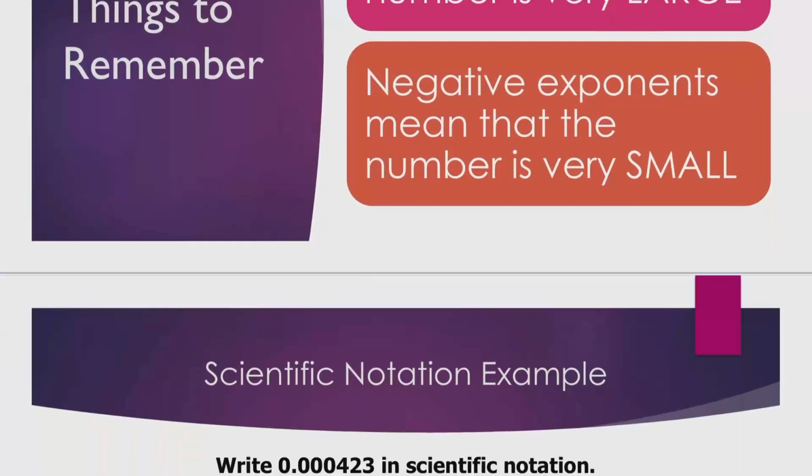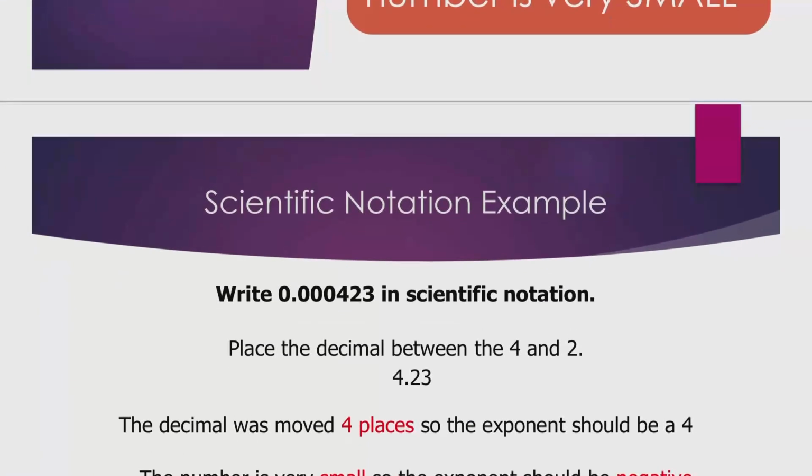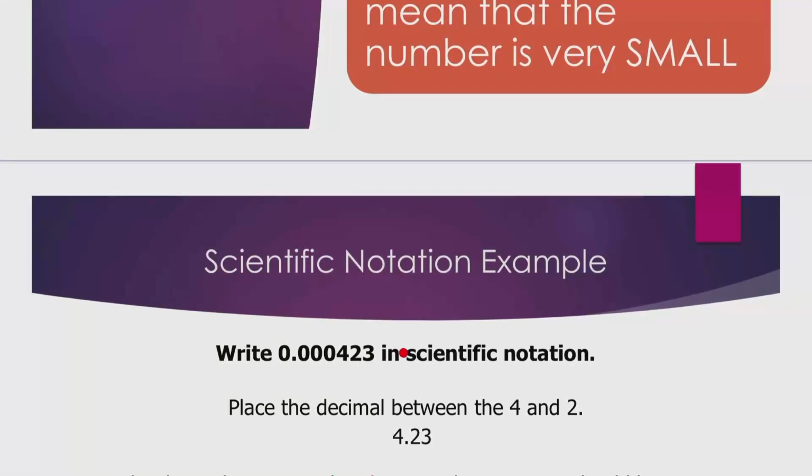All right. So example, we want to write this number in scientific notation. So we need to move the decimal place so that it's between, in this case, the 4 and the 2. The 4 is our first number that's not a 0. So we want to move the decimal so that it's behind that number. So we're going to move it over. That's where our decimal goes. So we've got one non-zero number in front of or to the left of our decimal. So we get 4.23.